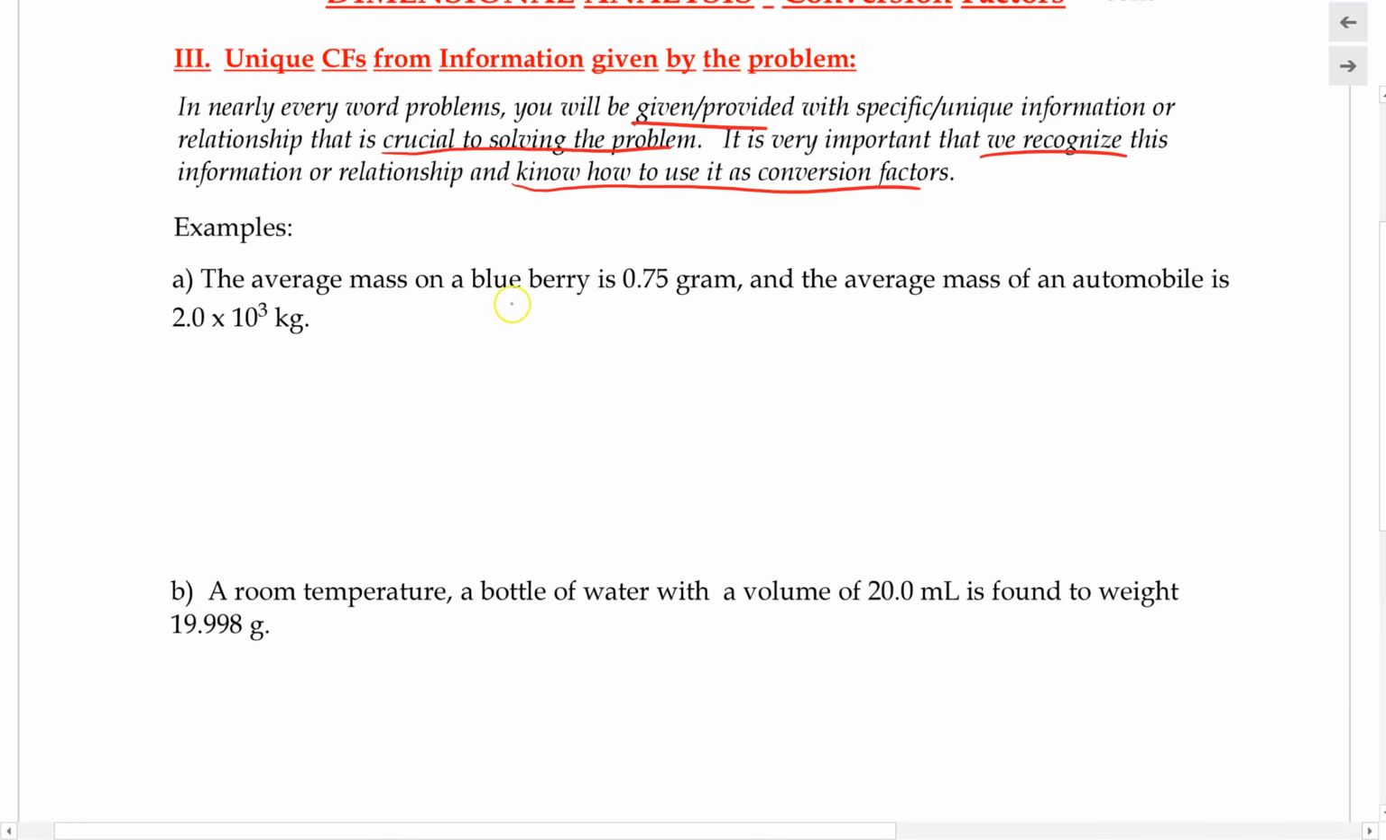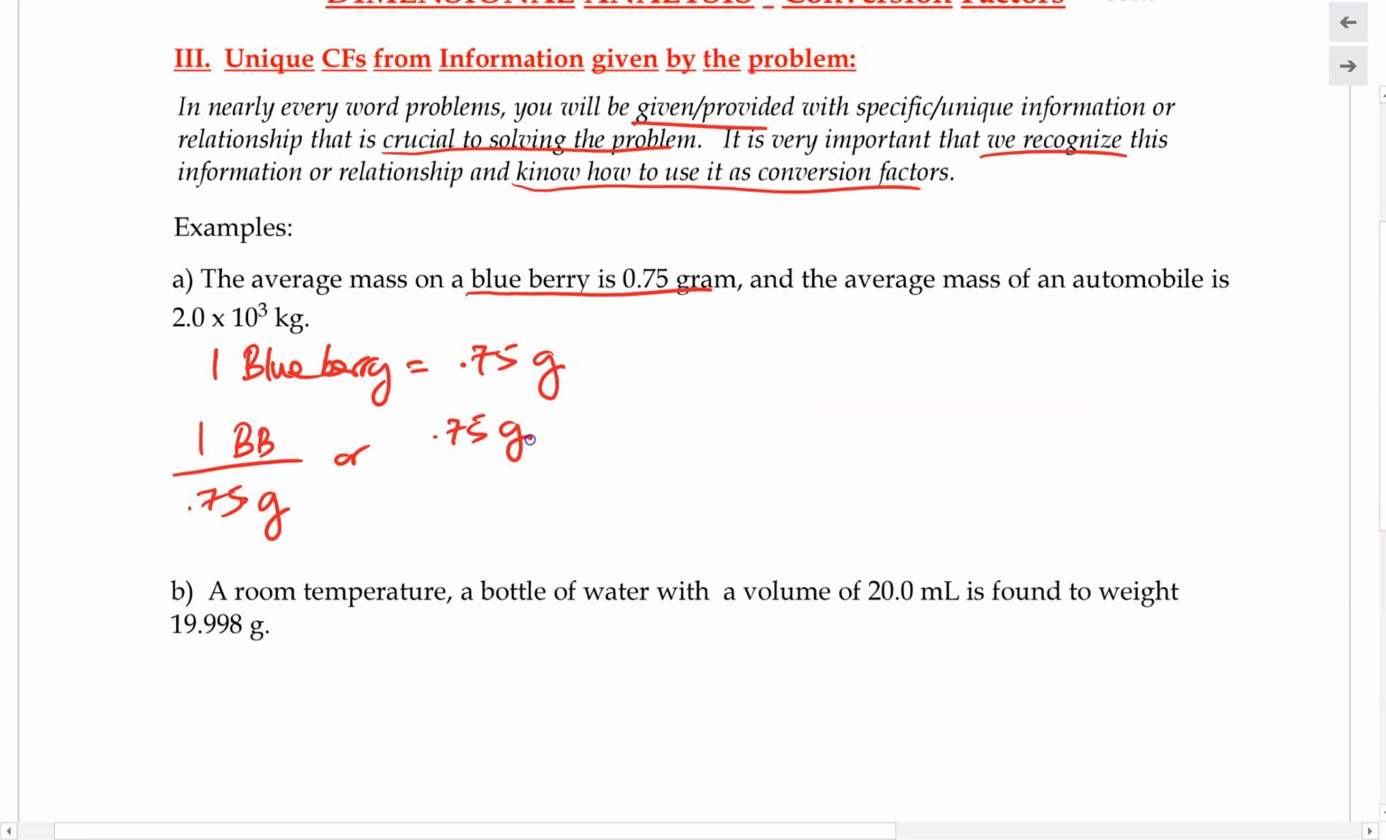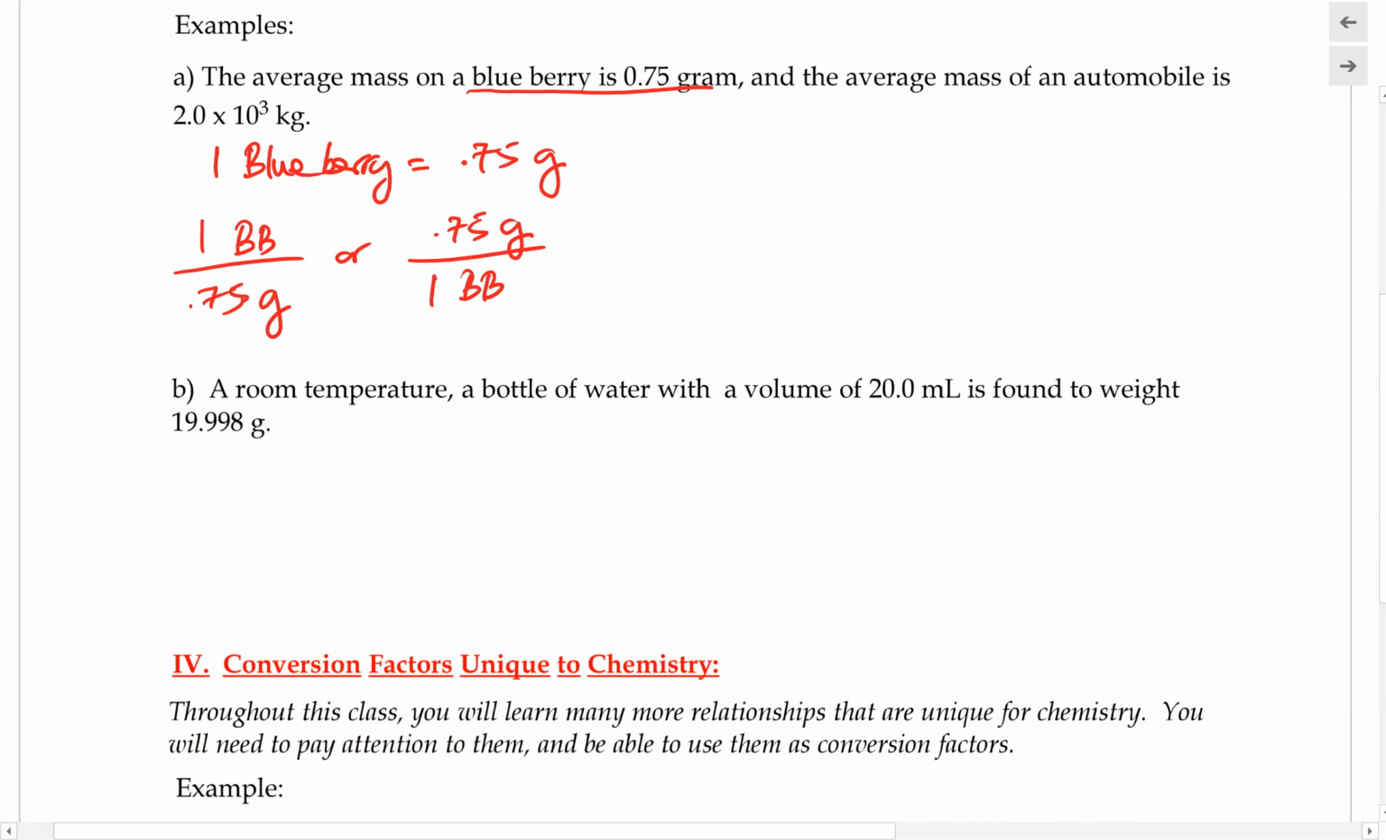For example, we've been told the mass of a blueberry is 0.75 gram. This means the following: one blueberry is equal to 0.75 gram on average, right? So therefore we can write the following: one blueberry, where BB stands for blueberry, over 0.75 gram, or 0.75 gram over one blueberry. So the importance of this conversion factor is as follows. It converts mass, because gram is a unit of mass.